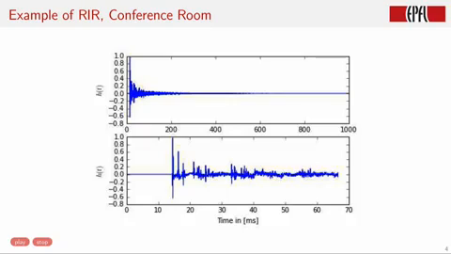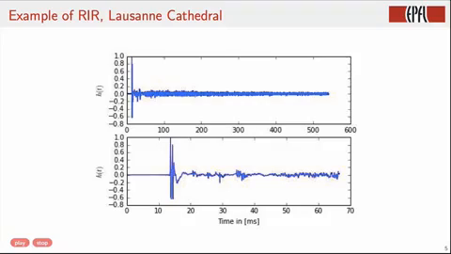Let us look at another room impulse response, that of the Lausanne Cathedral. Again, we plot the first second of the room impulse response on the top, and we also zoom in the first 70 milliseconds at the bottom. Again, let's listen to it.